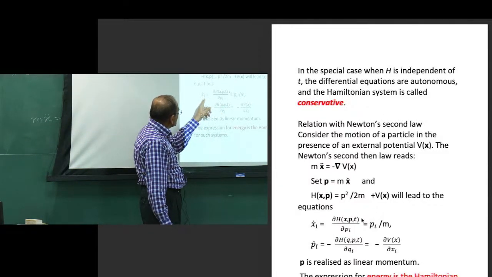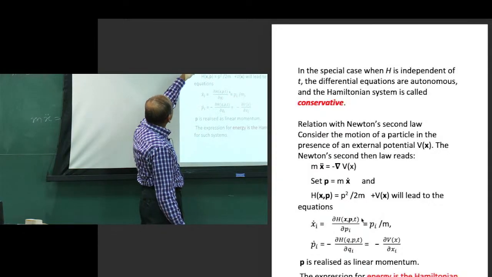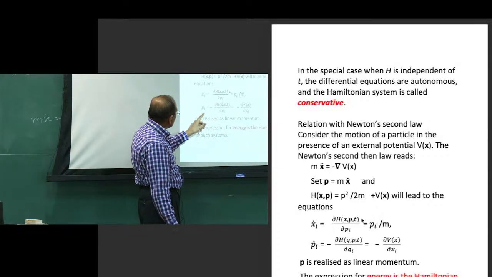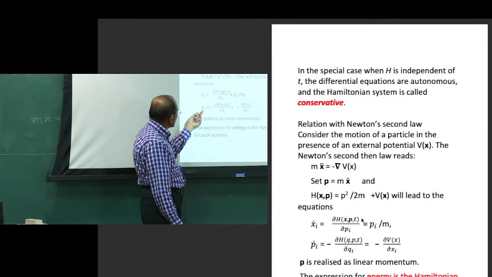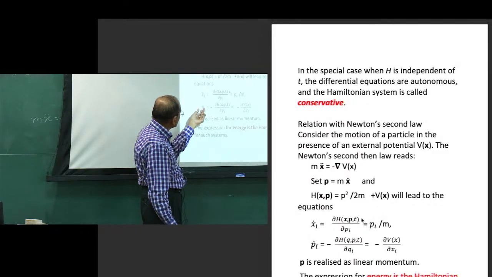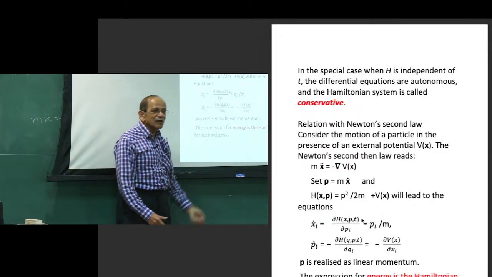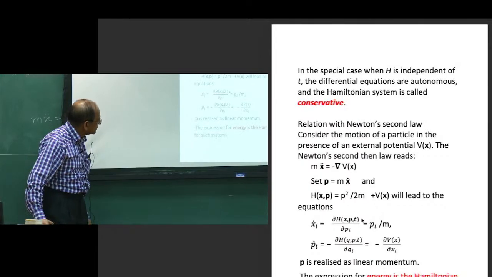Look at the individual equations. x_i dot is p_i by m. This is consistent with what we defined here. And p_i dot is minus dV by dx_i. So, that is consistent with Newton's second law, because this is the rate of change of momentum that is equal to the force. This is how they follow.